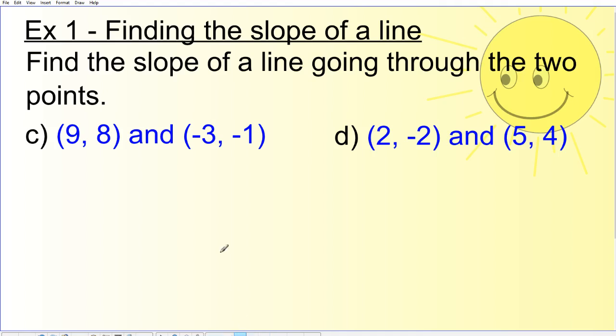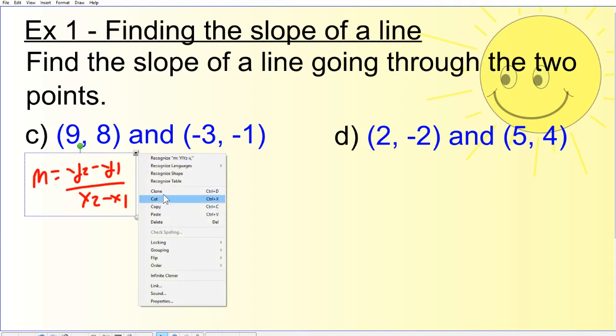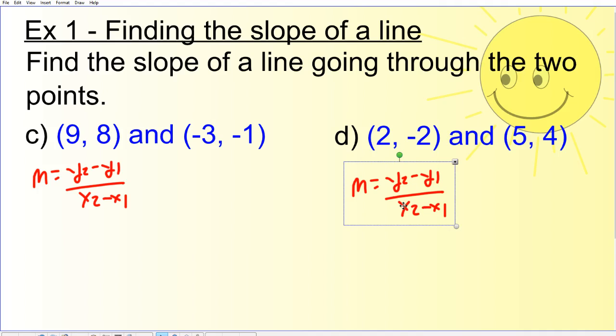Okay, let's see how we do. So formula, m equals y2 minus y1 over x2 minus x1. I'm going to go ahead and cheat right now. Copy, clone, there we go. Cheater, cheater, pumpkin eater. All right, now label x1, y1. My marker's not working.